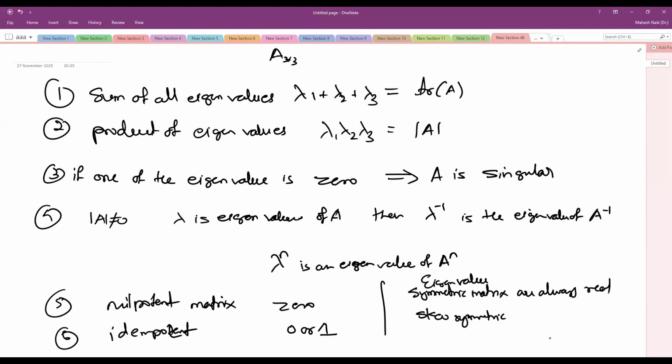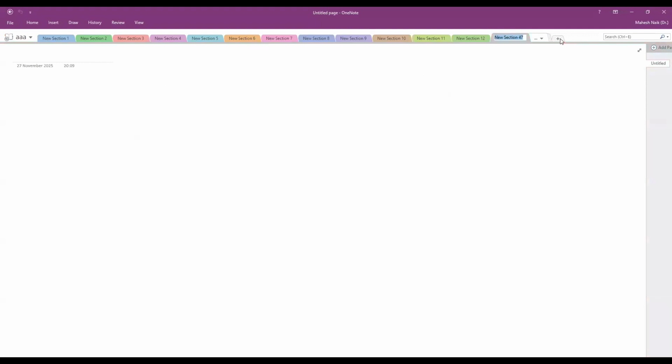We'll just quickly talk about two more things and then we'll stop so that we can do a large number of problems tomorrow. So I'll talk about minimal polynomial. The eigenvalues of Hermitian matrices will be complex always. Okay. So minimal polynomial.